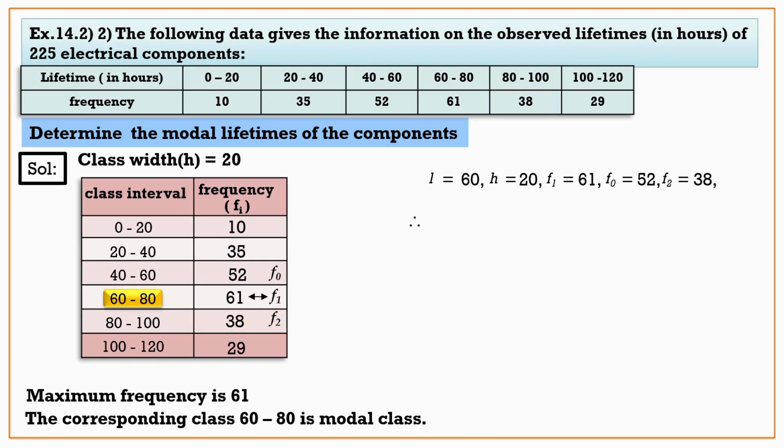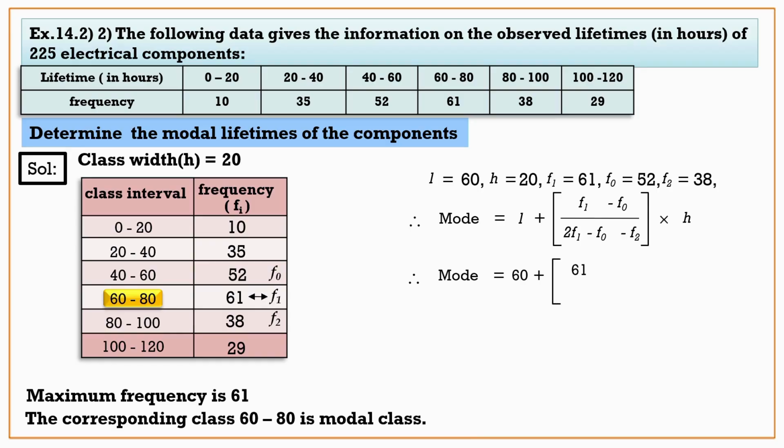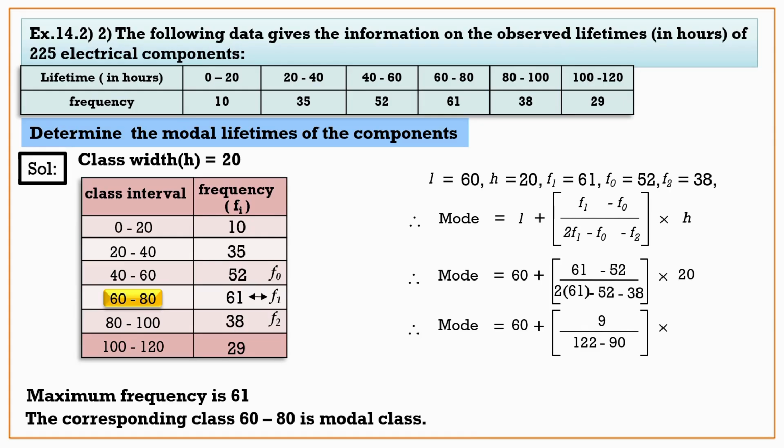So now put all these values in the formula of the mode, that is equal to L plus (F1 minus F0) by (2 F1 minus F0 minus F2) into H. Okay, now let's put all the values over here. So 60 plus (61 minus 52) by (2 into 61 minus 52 minus 38) into 20. So now let's calculate this. So 9 by 122 minus 90 into 20.